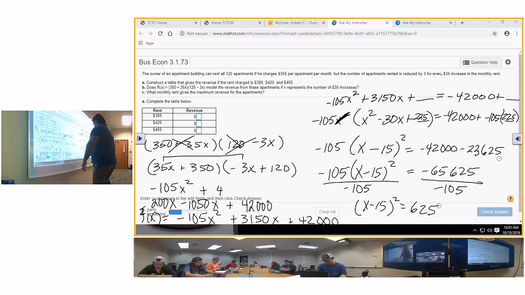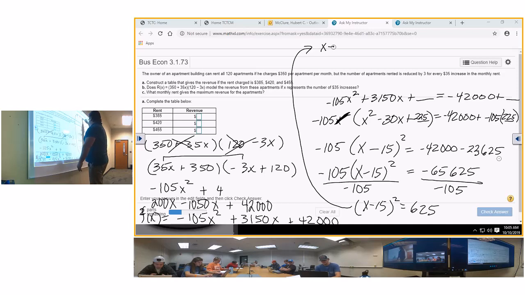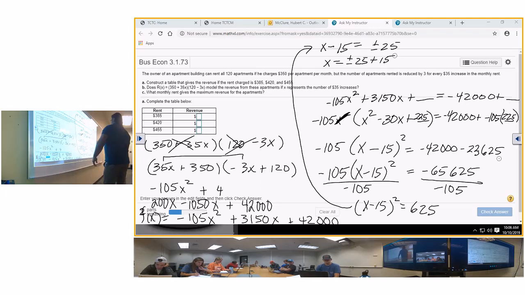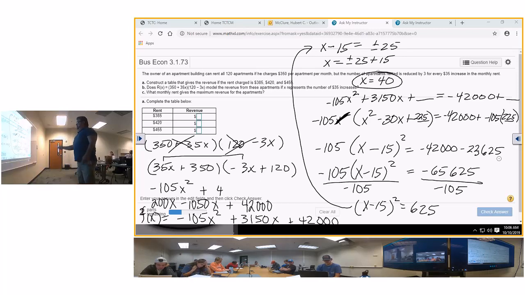So that means go up here. X minus 15 is equal to positive or negative 25. And then x is equal to positive or negative 25 plus 15, which is going to give you a negative, which is no good, and a positive. 25 plus 15 is what? 40? So I would say your 40 is going to be part of your answer, and your vertex is also going to be part of it.